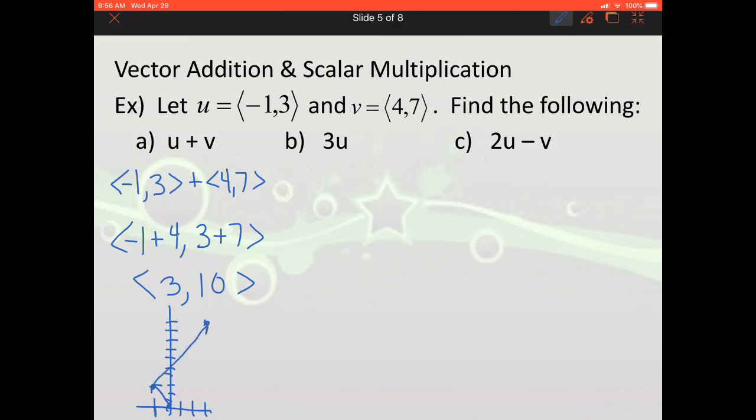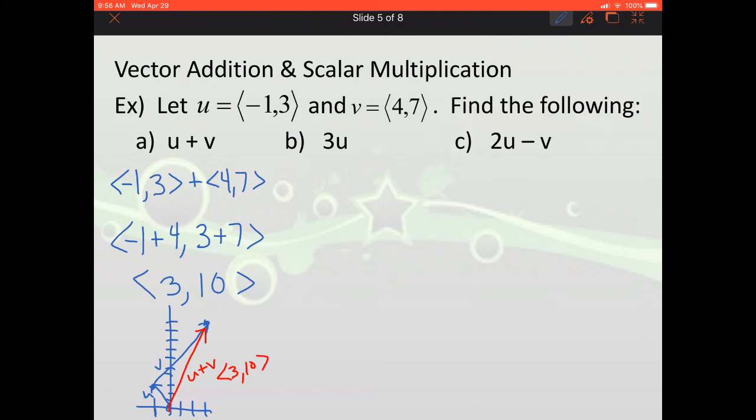So I have u, and then I added v onto it, and the resulting vector is our answer. So this is u plus v, and if you notice, we ended up at 3, comma, 10. So that's what we're actually doing when we're adding vectors together.